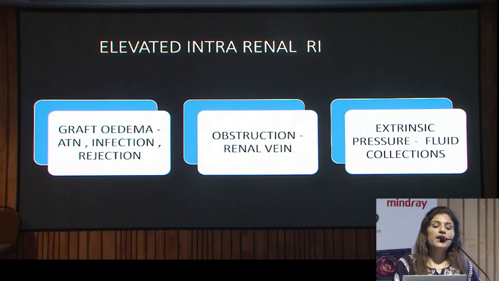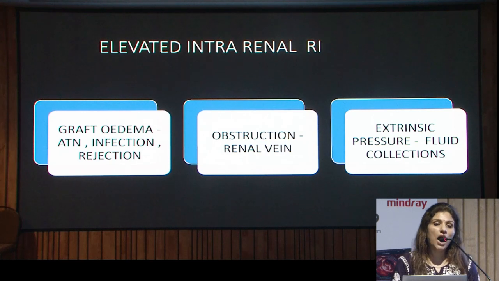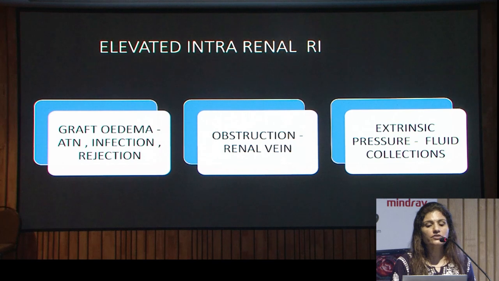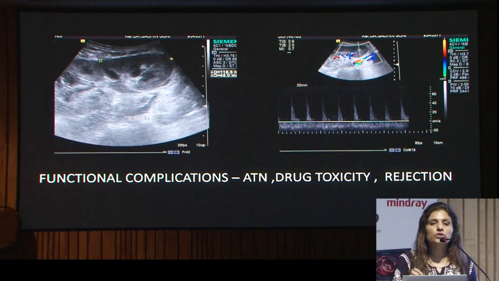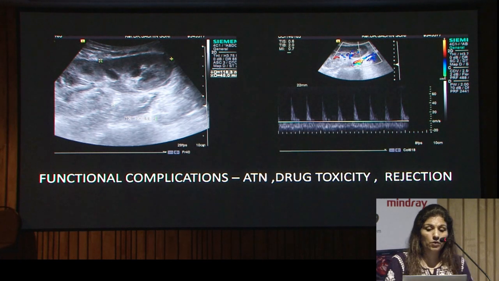So as I said, elevated intrarenal RI, there is a huge list of things which could present with raised intrarenal RI, including renal vein obstruction. But raised intrarenal RI with no flow in the renal vein is renal vein thrombosis. But if there is elevated intrarenal RI, these things need to be sought for, and this subset of situations we are not able to diagnose on ultrasound, and we need to suggest a biopsy. Renal vein thrombosis, yes, we can pick up, and extrinsic fluid collections, obviously we can make out on ultrasound.